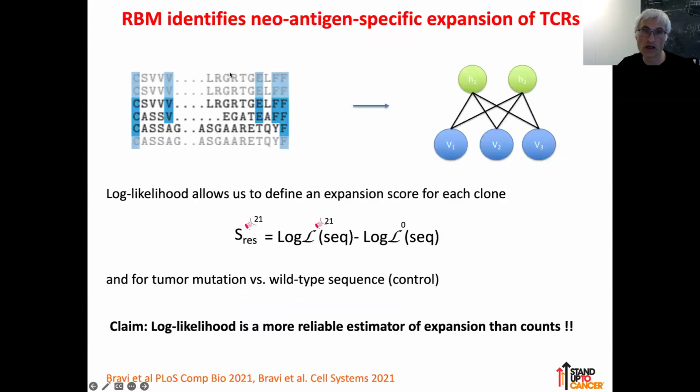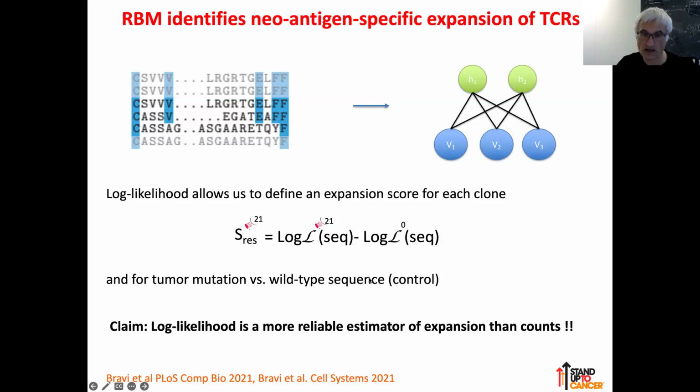So what we do is that, again, we can use our machine. We train our machine with this kind of data, and we define the likelihood. We have access to the likelihood according to this model, and we can compute the difference in log likelihood, the log-odds ratio, between the data, the sequences at day 21 after the growth, the expansion, and at day 0 originally. And we can do that when the T cells are in presence of the tumor mutation, or when they are just in presence of the wild type sequence, which is the control.